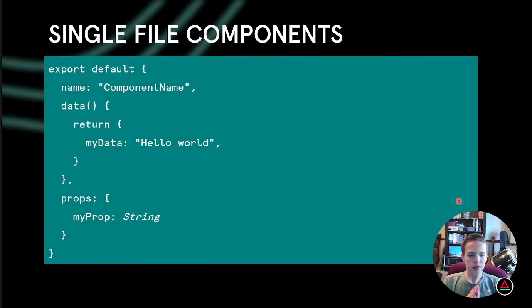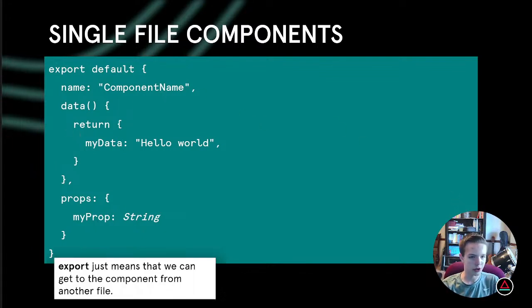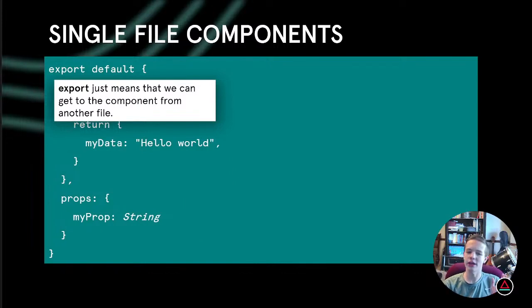So, here's what a single file component script looks like. This is the definition script. You can notice that we're using export default here. Export just means that we can get to the component from another file. Without that, there wouldn't be much of a point, honestly, in having these components if we can't access them from other files.